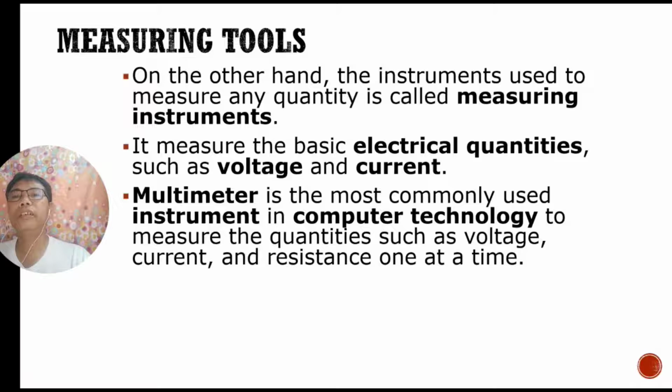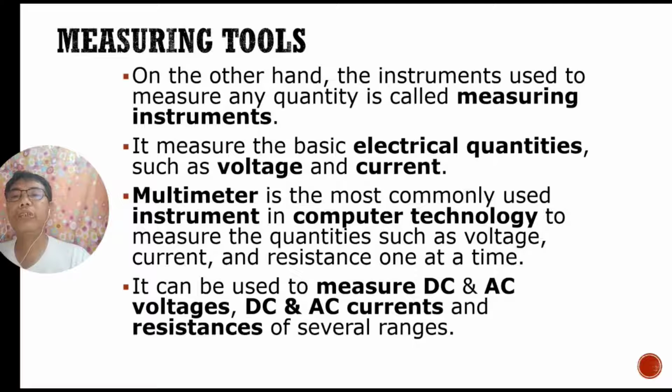Multimeter is the most commonly used instrument in computer technology to measure quantities such as voltage, current, and resistance, one at a time. Meaning to say, a multimeter is a package, so you are able to measure voltage, current, and resistance with only one instrument in terms of computer technology.